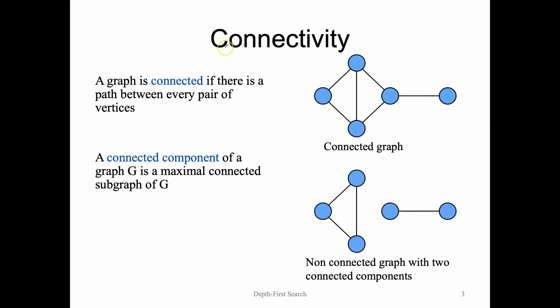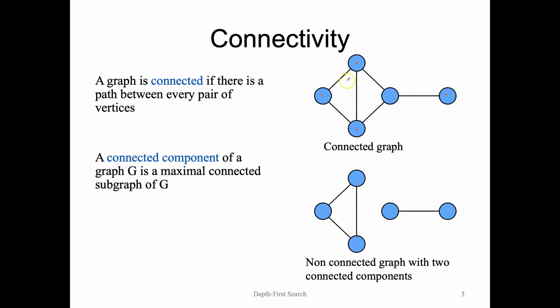Okay, next we have to define how a graph would be connected. So we say a graph is connected if between every pair of vertices there's a path that connects them. So this is an example of a connected graph. If we pick this vertex and this vertex, we have at least one path that connects them. Between this vertex and this vertex, we have at least one path that connects them. So between every possible pair, we have a connecting path.